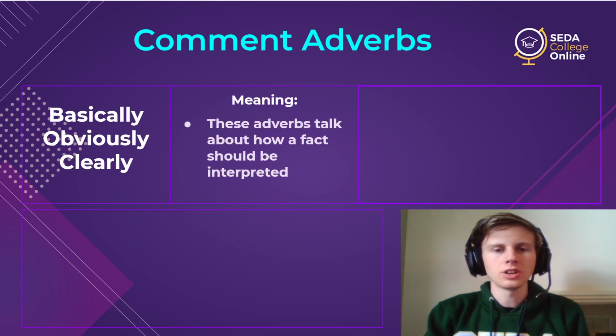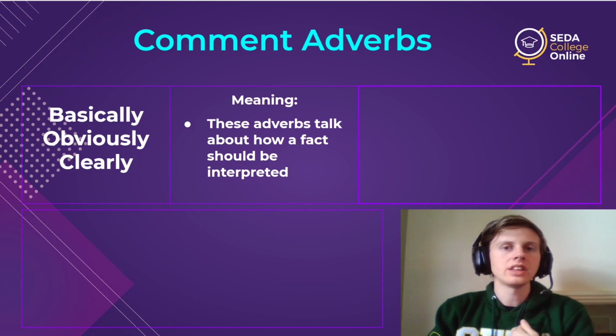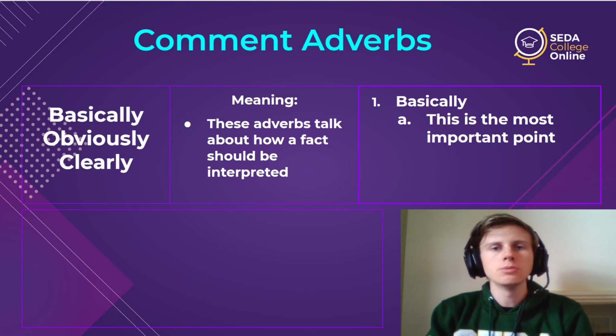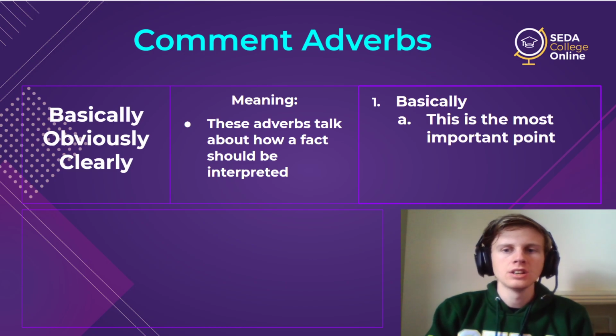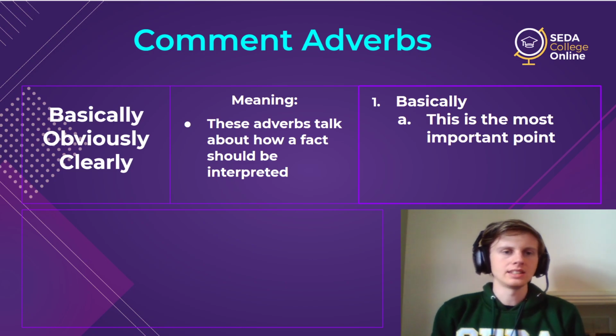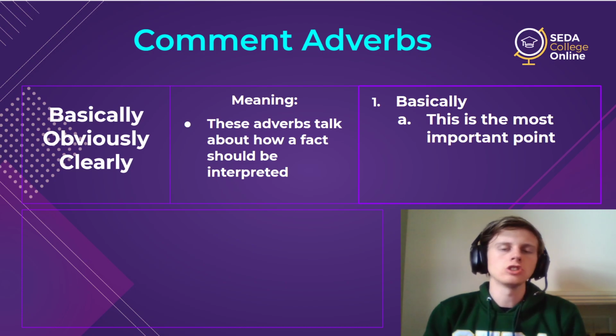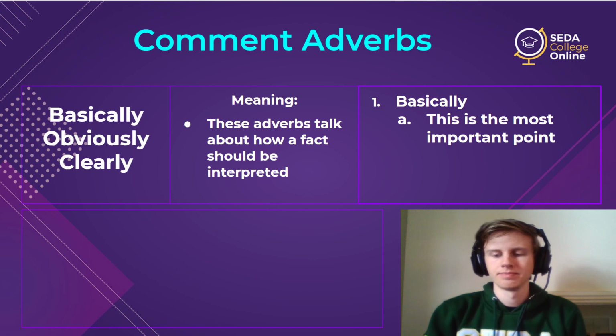So these are talking about the other person. I think you feel this way. So basically means this is the most important fact. So when I use basically in a sentence, I mean this is the most important idea. This is the most important fact.